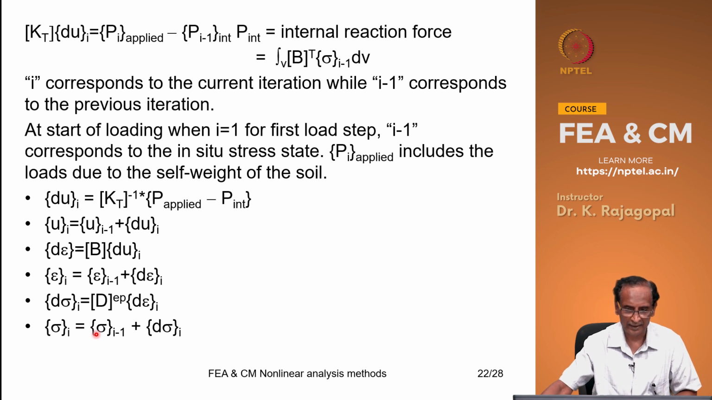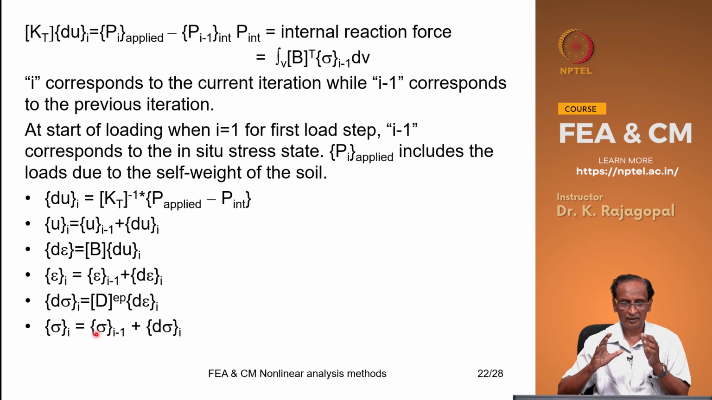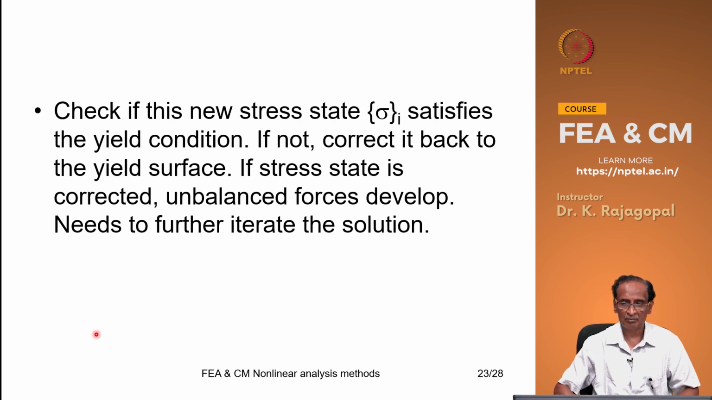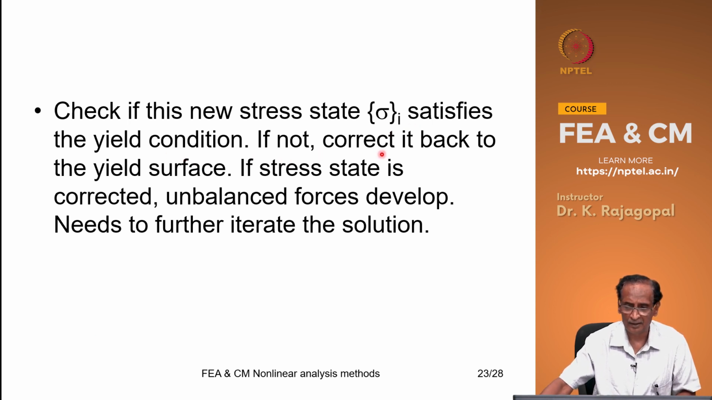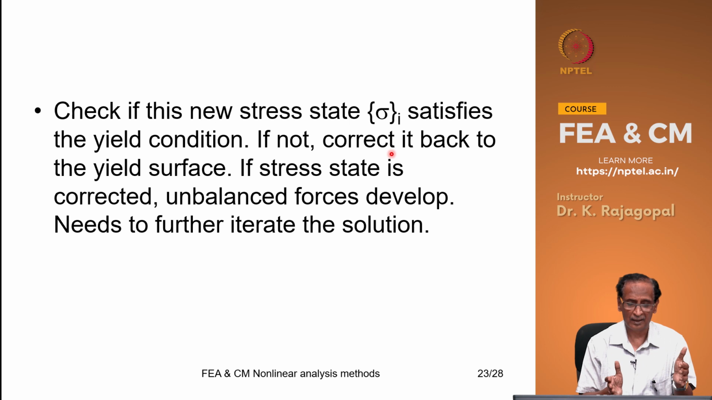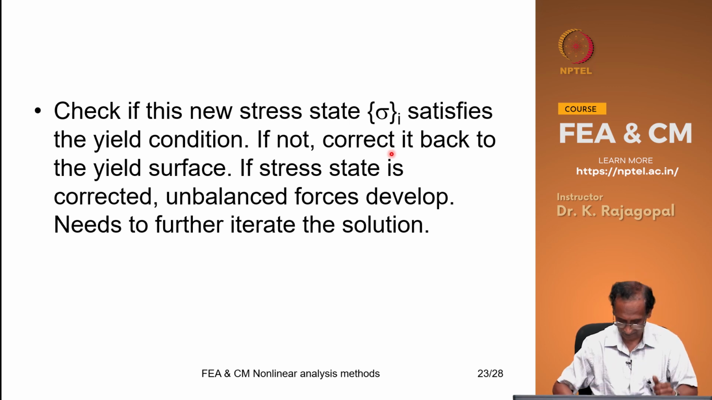finally, and then we check whether this particular stress state is within the yield limit or not. If not, we do the corrections and then repeat the process, and then we check if the new stress state sigma I satisfies the yield condition. If not, correct it back to the yield surface, and then we develop some unbalanced force, and then we apply this back on the system and repeat the analysis, okay?